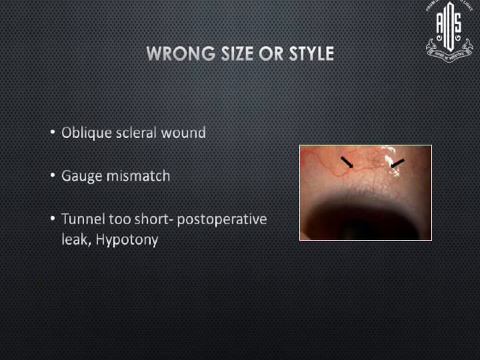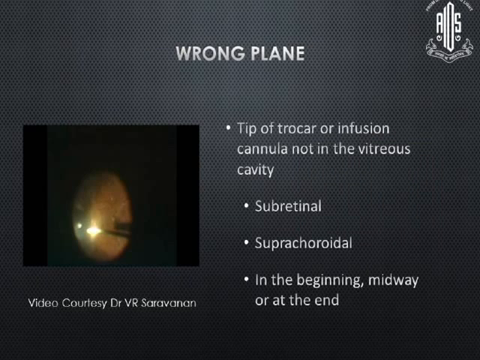If the tunnel is too short, you would have a postoperative leak and a hypotony. You sometimes have subconjunctival tamponade also. If you are in the wrong plane, especially with your infusion cannula, it can go into the subretinal plane and cause retinal detachment. It can go into the choroid and cause a choroidal detachment. So always visualize the tip of the trocar or your infusion cannula very clearly before you switch on any infusion.